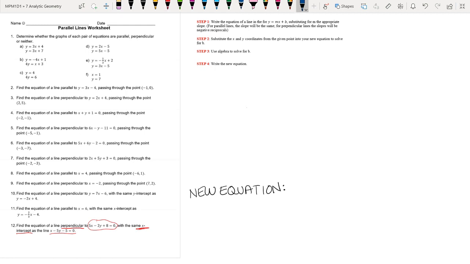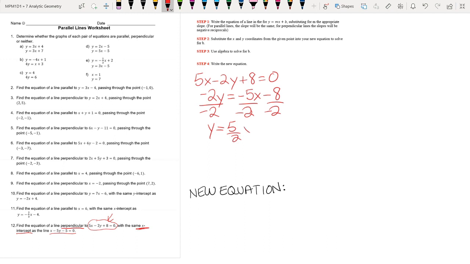The first step is we're going to get the slope of this line so we can find out the slope of a perpendicular line. So we have to convert 5x minus 2y plus 8 equals 0 into slope-intercept form, and in order to do that, I'm going to subtract 5x from both sides and subtract 8 from both sides. And so I get negative 2y is equal to negative 5x minus 8. Now to get y by itself, I need to divide both sides by negative 2. And I end up with y is equal to 5 over 2x plus 4.